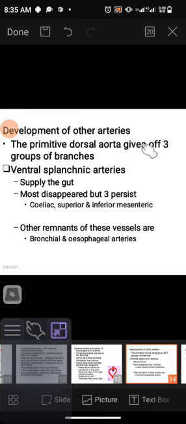The primitive dorsal aorta gives off three groups of branches. The first supplies the ventral splanchnic derived structures. Okay, so they are the ventral splanchnic arteries, and we know that when we have splanchnic, we are talking of the fore, the mid, the hindguts, and what have you. We have the celiac trunk, the superior and inferior mesenteric trunks; three persist, others disappear.